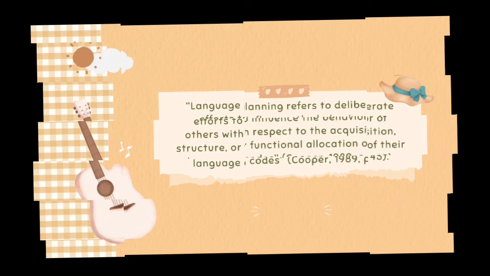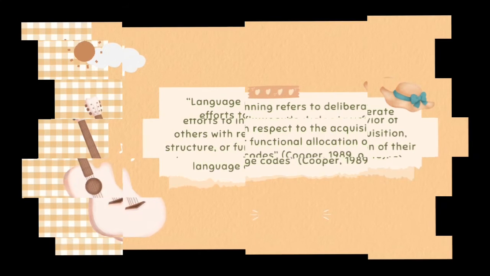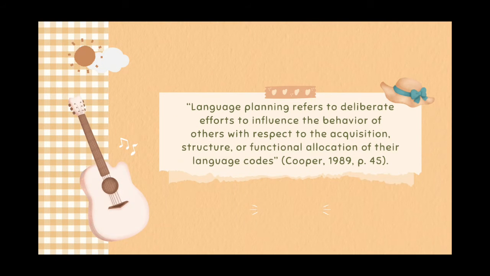So, what is language planning? It is a deliberate effort to influence function, meaning official function or role, and its structure, meaning the spelling and how the words are used in a language, and also the acquisition of a language within a speech community. Acquisition means how language is learned, or how people educate the people that use the language.